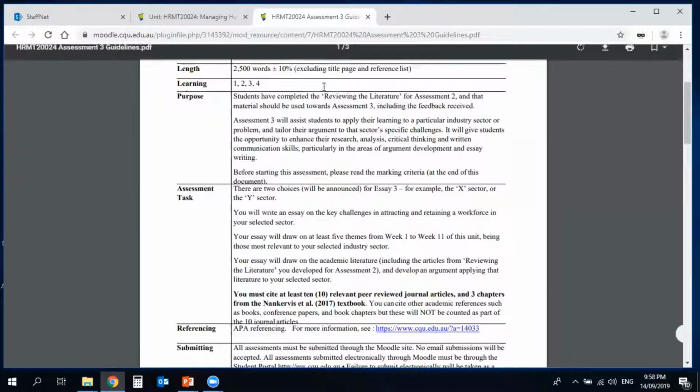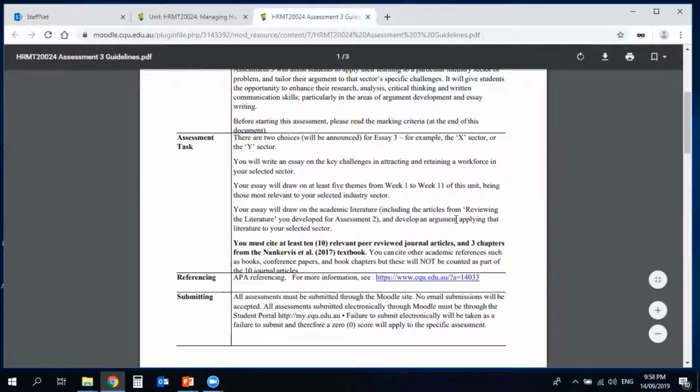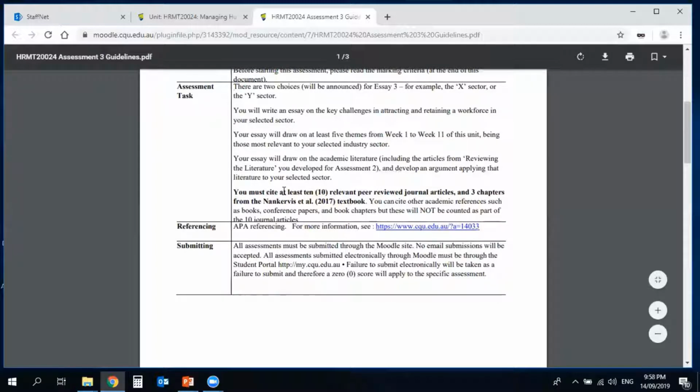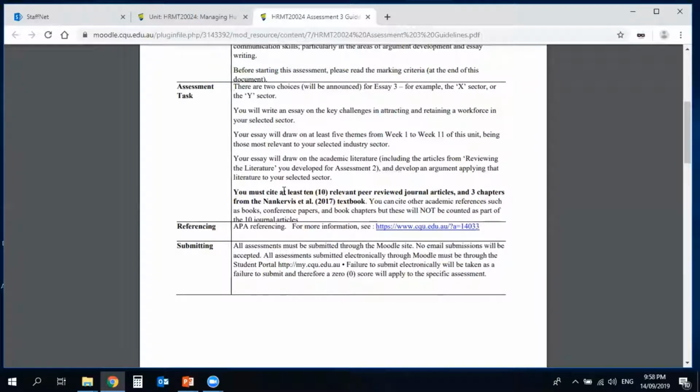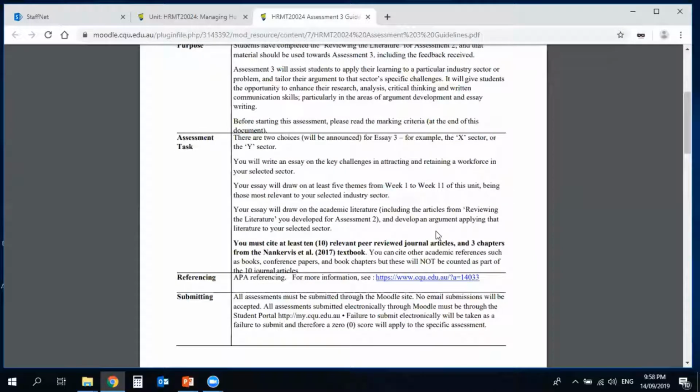As mentioned, you can use those previous five assignment references for your writing purposes, but what we are expecting is that there should be at least 10 references. When I say at least 10, above that is absolutely fine, but we are expecting at least a minimum of 10 references from those literature as well as from your book.